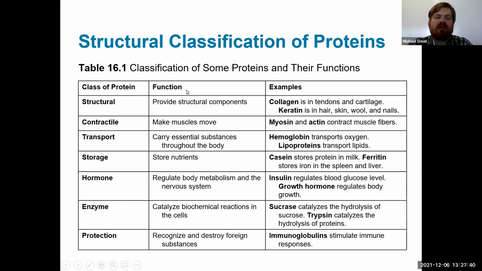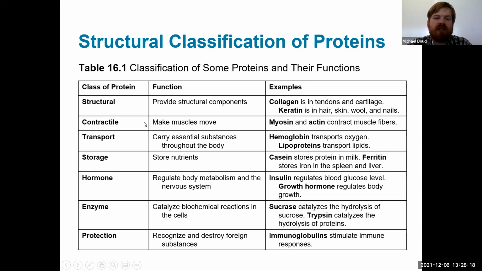Okay, so here's our classification. So structural is exactly like it sounds. It's just a structural component of the body. So you have collagen, that's a tendon and cartilage protein. That's what makes up your knee cartilage and stuff like that. Keratin is a protein that makes up hair. So, hair on its own is not living, right? It doesn't conduct nerve transmissions or anything. That's why you can cut it. And that's again just made out of protein.